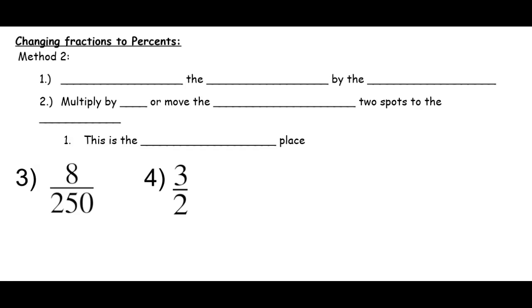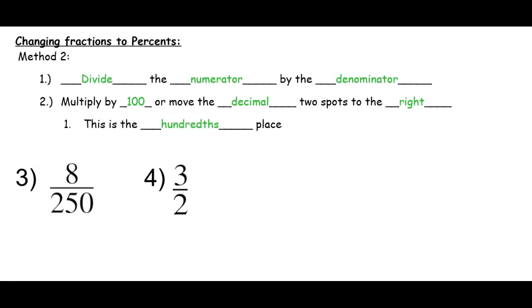Method 2 is divide the numerator and the denominator, or by the denominator, divide the numerator by the denominator, multiply that by 100, or move the decimal 2 spots to the right, whichever way you learned how to do this last year. Either one works. And then that would put your decimal into the 100th place. And then you're good to go.